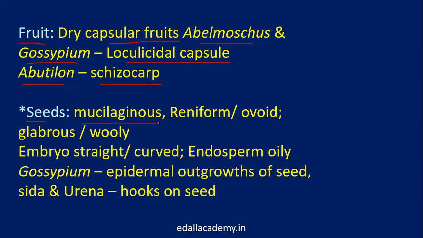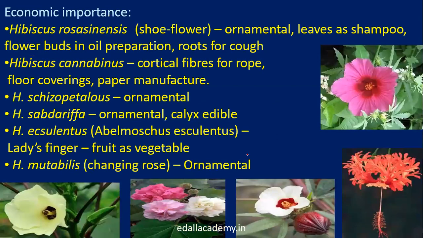Seeds also have mucilaginous substance, kidney-shaped, ovoid, hairless. Glabrous means hairless. Embryo is straight or curved. Endosperm is present in an oily form. In Gossypium, epidermal growths seen on Gossypium seeds are generally called surface fibers. In Sida and Urena, hooks on seeds are present. Hook-like structures are present.